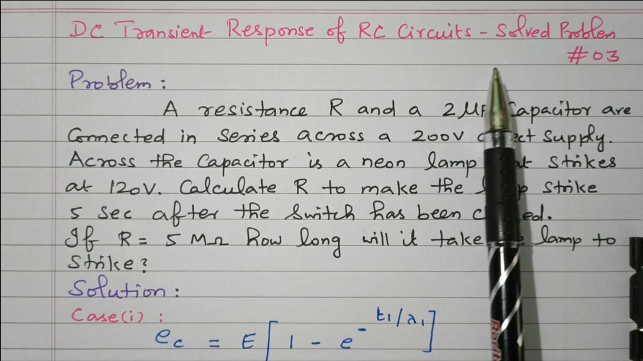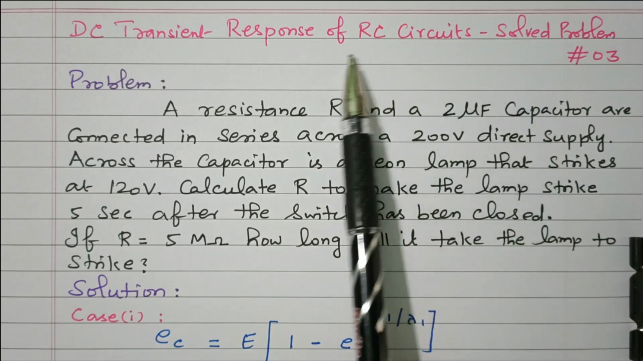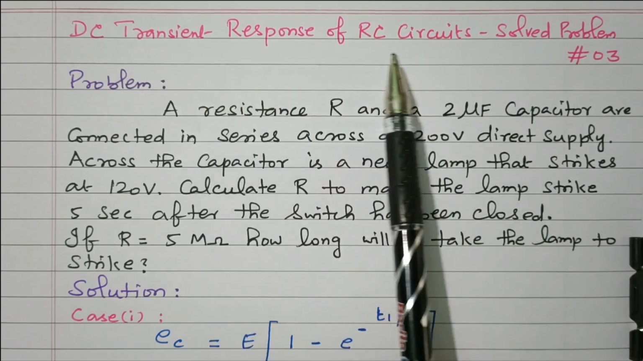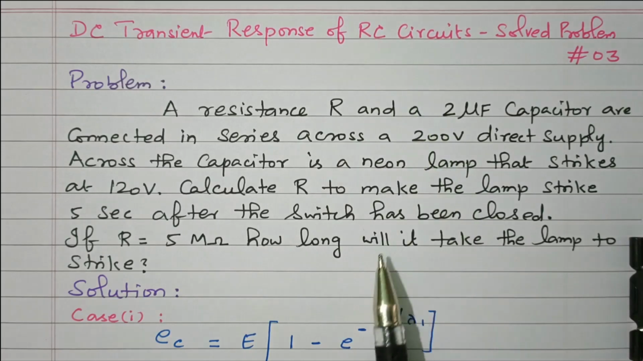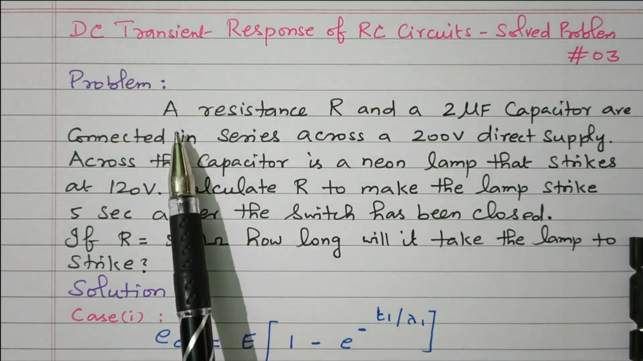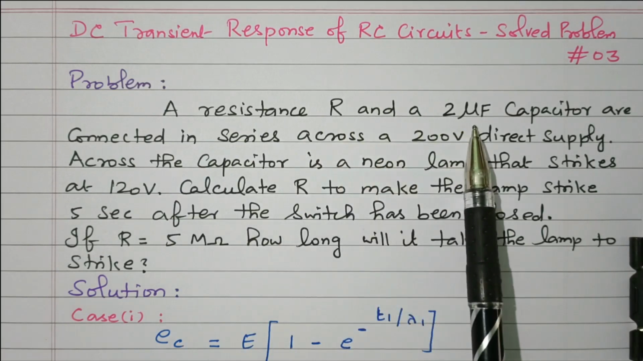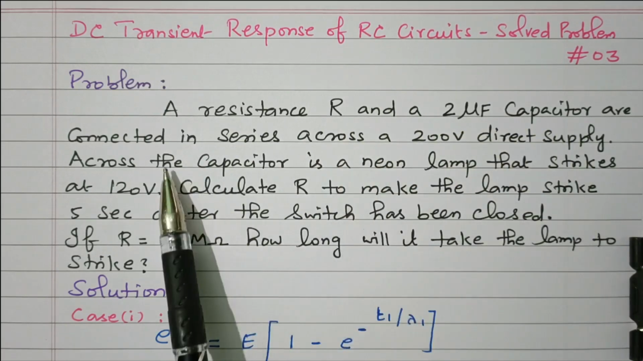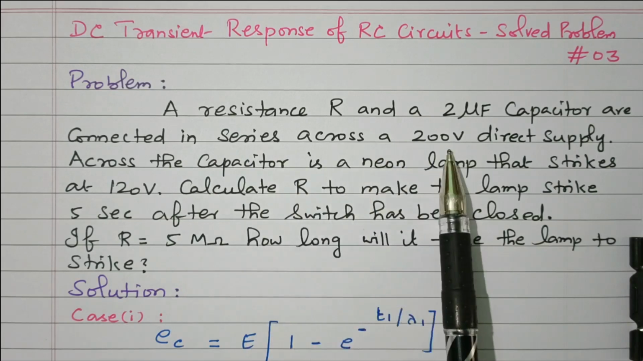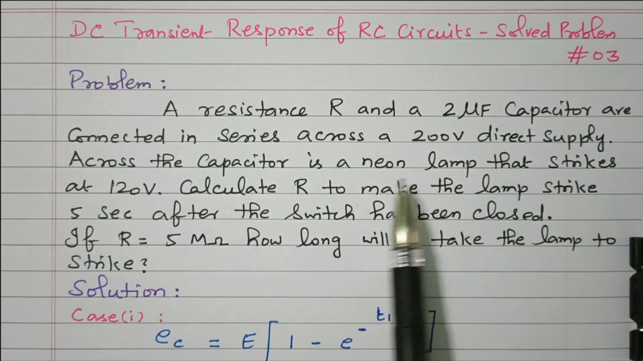Now we'll go to the topic, problem based on the DC transient response of RC circuit, resistor and capacitor. We'll see the statement of the problem. A resistance R and a 2 microfarad capacitor are connected in series across a 200 volt direct supply.